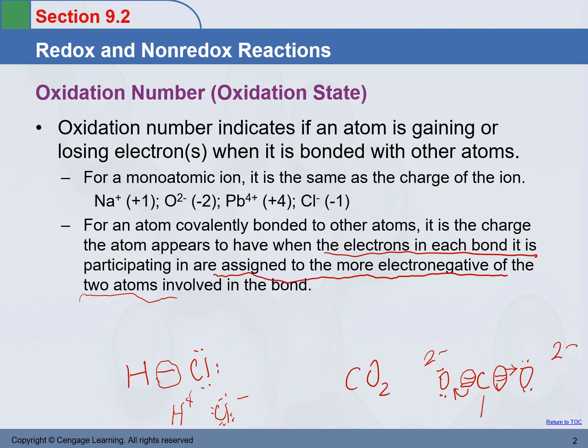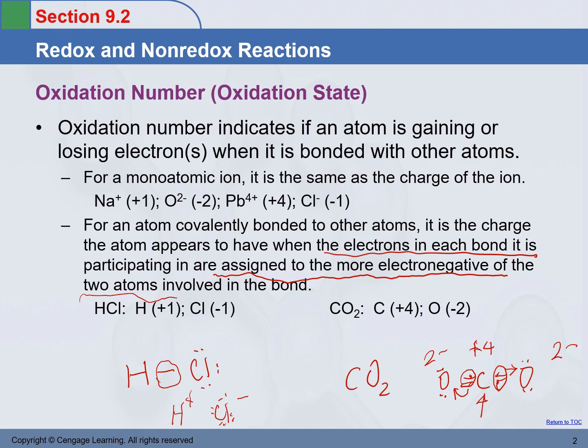And it appears that carbon is losing 4 electrons, 2 over here lost to 1 oxygen, 2 here lost to another oxygen. So carbon appears to carry a +4 or 4 plus charge. So the oxidation number for carbon in carbon dioxide is +4. For oxygen in carbon dioxide is -2. That is what it's talking about.